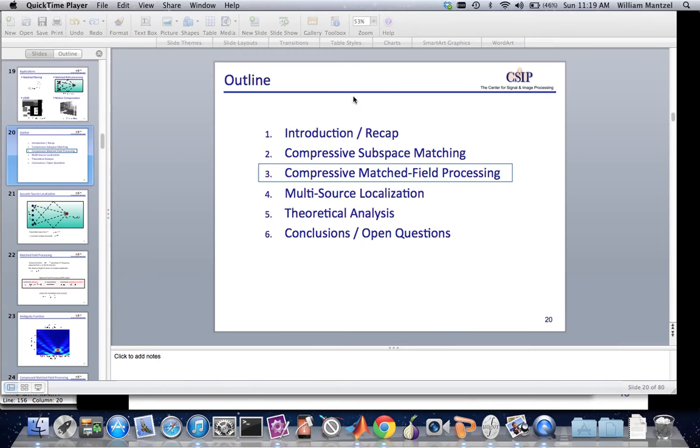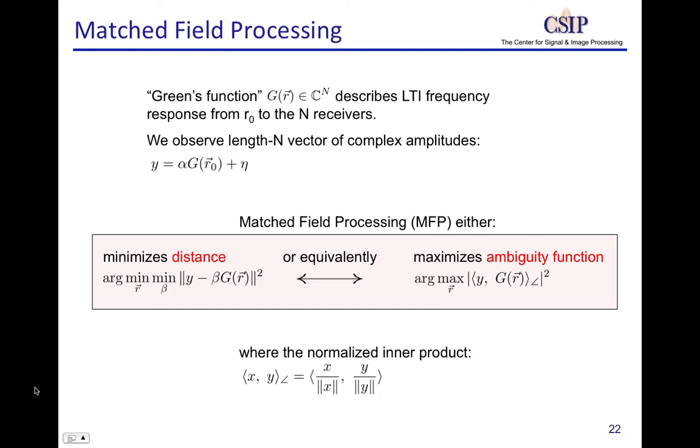So here, these Green's functions are describing this linear time invariant frequency response from r naught to each of the n receivers. So this is just something that maps some source location to a vector that's complex in Cn. And so we observe this observation y, and to solve this we do classical least squares assuming Gaussian noise, which is just we minimize over both r and beta this residual error of y minus beta g of r, or equivalently we can maximize this ambiguity function.